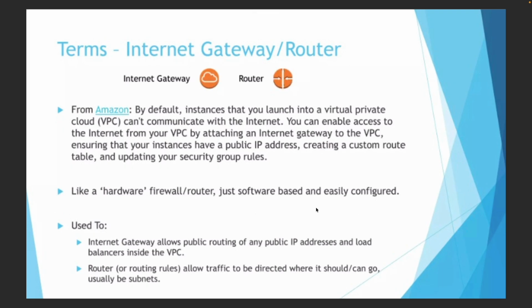Now, how do we connect our VPC to the outside world? That's where the internet gateway and routers come in. Think of this as a software based firewall and a router, just like the hardware router you might have at home, but easily configured in the cloud. The Internet Gateway connects your VPC to the Internet. It allows public routing of IP addresses and load balancers inside your VPC. The router, on the other hand, directs traffic to the right destinations, typically to specific subnets based on the routing rules that you define.